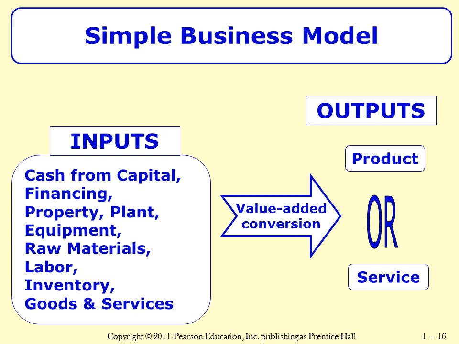The outputs would be taking all those ingredients and either producing a product or a service. The simple business model really is a bit simplified because not all of these inputs would be used in a service industry. Namely, raw materials and inventory would not be present.